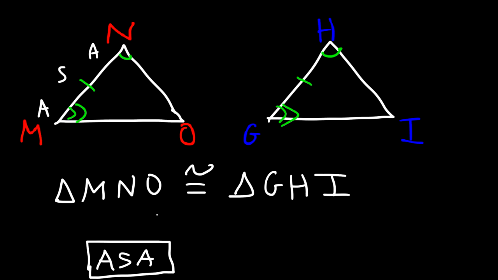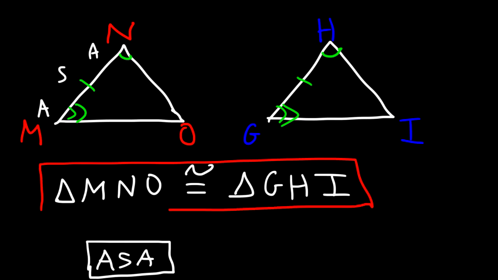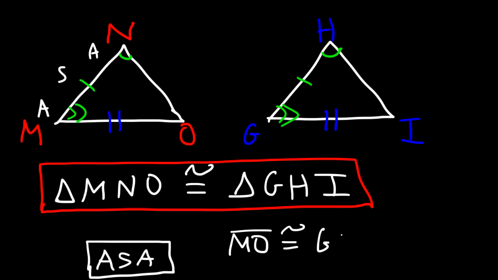GHI. So now that we've proven that the two triangles are congruent, I can make a statement and say that another portion of these triangles are congruent. I could say that MO is congruent to segment GI. And the reason is CPCTC: corresponding parts of congruent triangles are congruent.